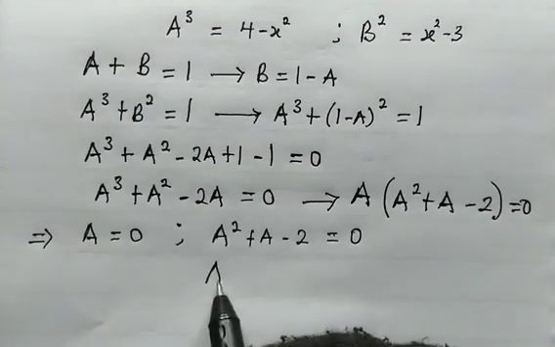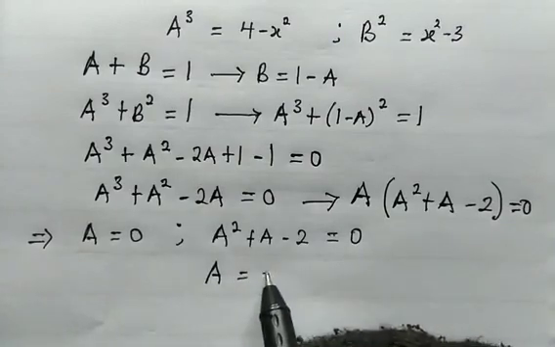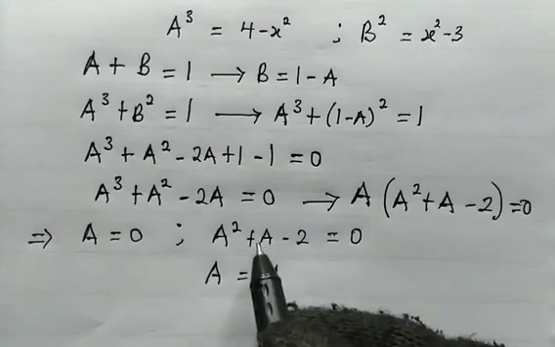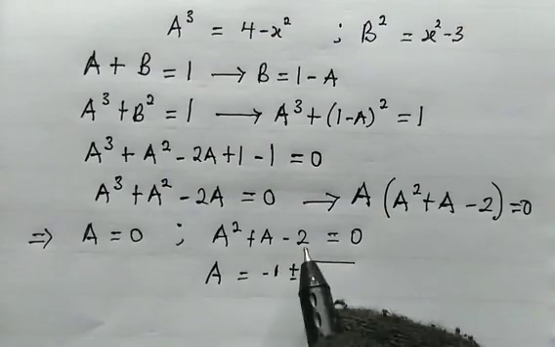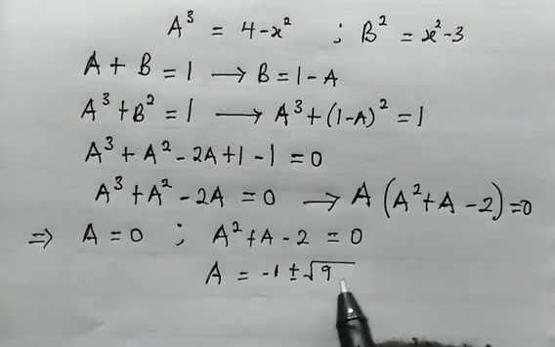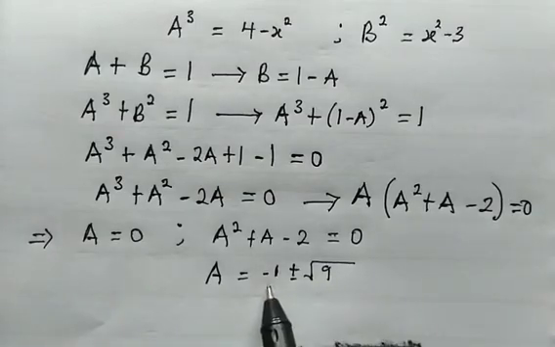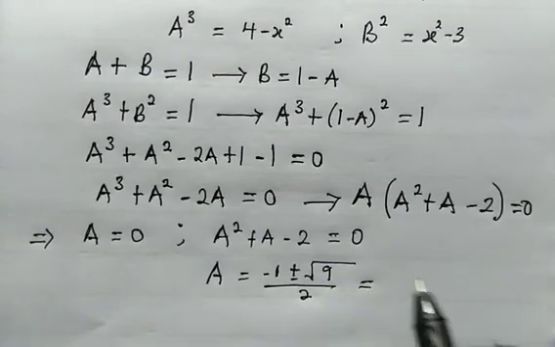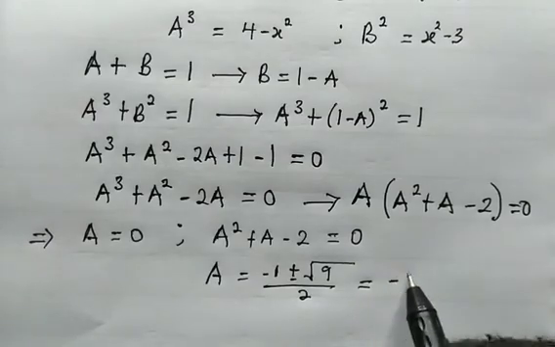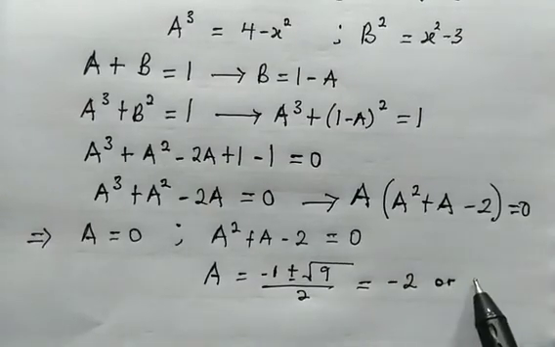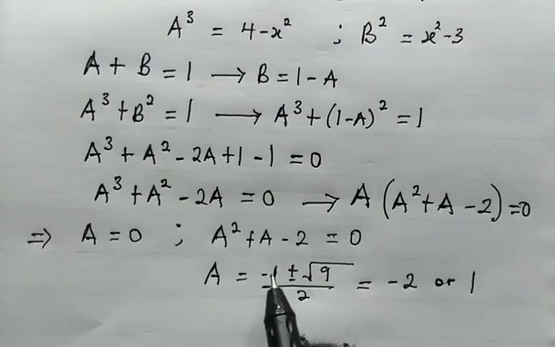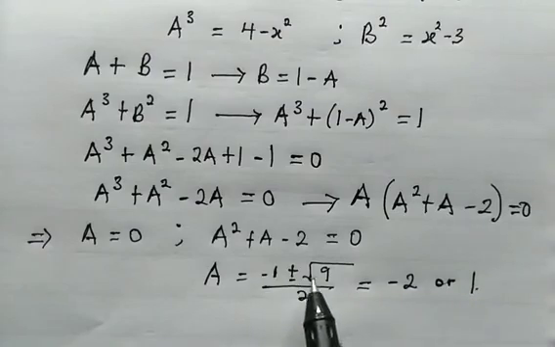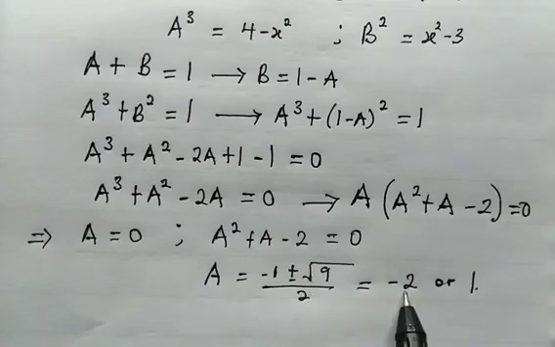If we make use of the general quadratic formula, we get a is equal to negative b, which is negative 1, the coefficient of a, which is 1, then plus or minus the square root of b squared, which is 1, minus 4ac, which will give us 1 minus negative 8, which is 1 plus 8. That is 9. Then divided by 2. From here, we get negative 2 or 1. Check it out. Root of 9 is 3. Negative 1 plus 3 will give us 2, and 2 divided by 2 is 1. Negative 1 minus 3 will give us negative 4, and negative 4 divided by 2 will give us negative 2.